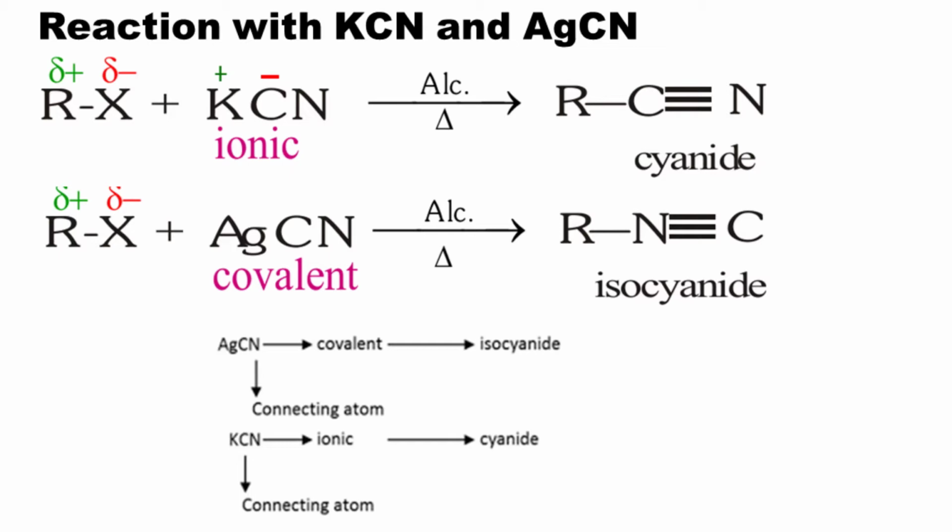Whereas when you have AgCN, it's a covalent compound, so you don't have Ag plus and CN minus coming out, so the carbon is not nucleophilic. So the carbon is not going to have electrons to go and attack the RX. So hence the lone pair of nitrogen is going to go and attack. So hence you are going to have an isocyanide.